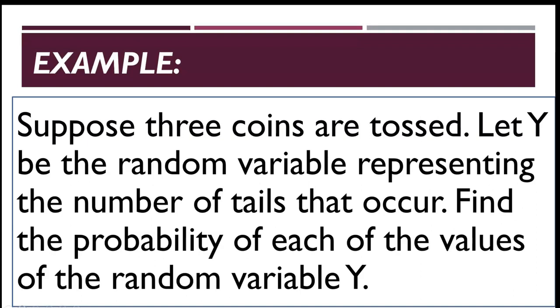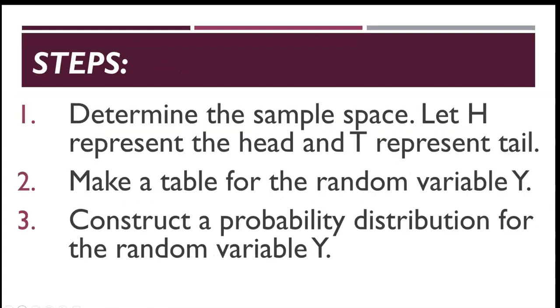So in making a probability distribution for discrete random variable, we follow the following steps. Step 1, determine the sample space. Since we will toss 3 coins, let h represent the head for the first outcome and t represent the tail. Step 2, make a table for the random variable y. And step 3, construct a probability distribution for the random variable y.